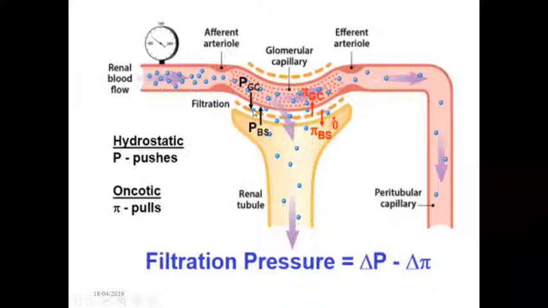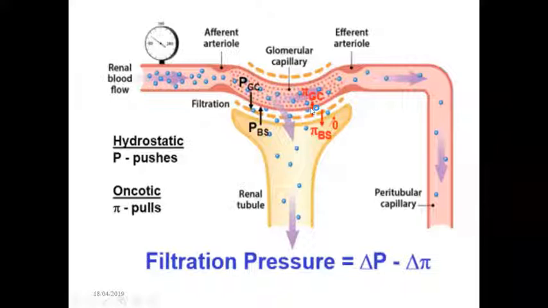Then we have the hydrostatic pressure in the Bowman space. So this is the opposing pressure because as the fluids are being filtered here, they'll start accumulating within the Bowman space. So the presence of fluids within the Bowman space will also create hydrostatic pressure. But now these fluids would want to go back into the capillaries. So that is the opposing force to that of filtration pressure.